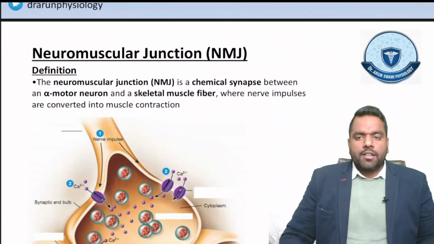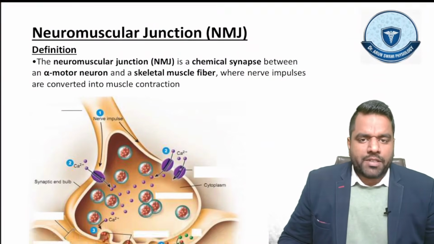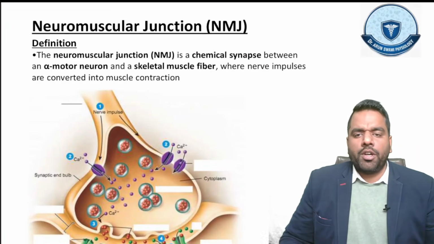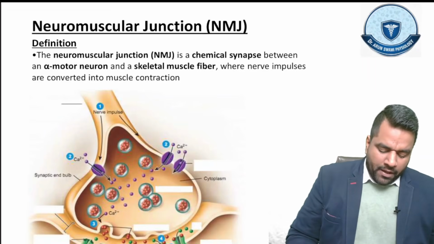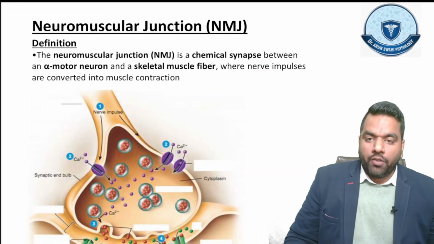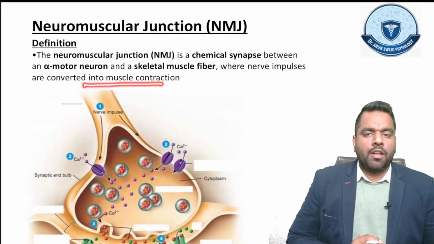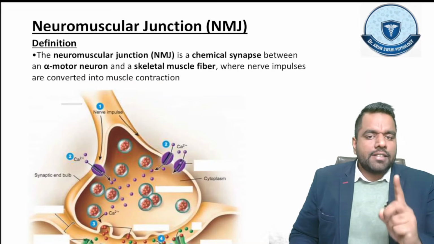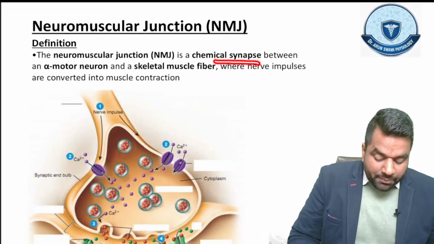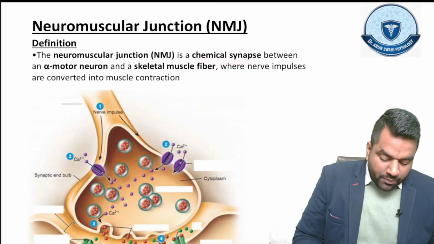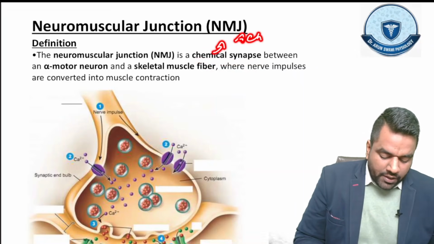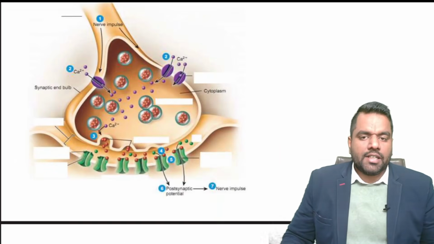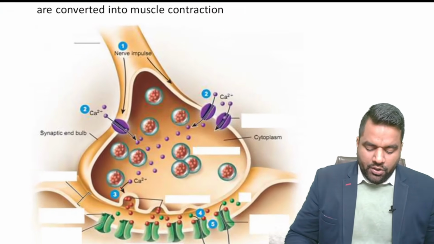Now, the definition: the neuromuscular junction is a chemical synapse which releases neurotransmitter between the alpha motor neuron and the skeletal muscle fiber, where nerve impulses are converted into muscle contraction. Guys, please pay attention. Very important. The first thing is that this is a chemical synapse, and the chemical which is released from this neuromuscular junction is acetylcholine.